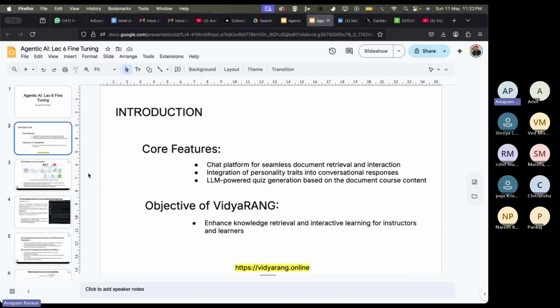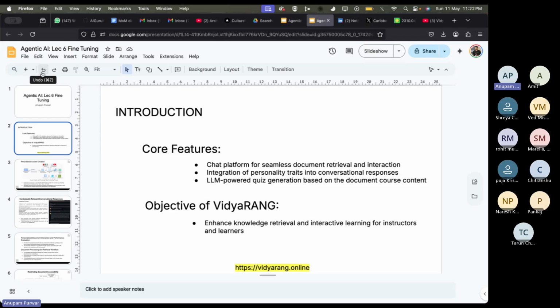Okay. So Vidyarang actually uses a mix of RAG and fine tuning. RAG, because the overall purpose of this platform is to onboard different types of courses or make courses out of books and then convert them into a conversational interface where you can chat with that study material.